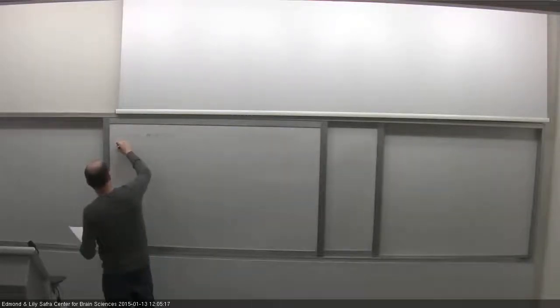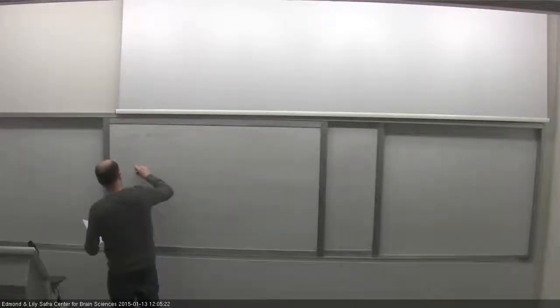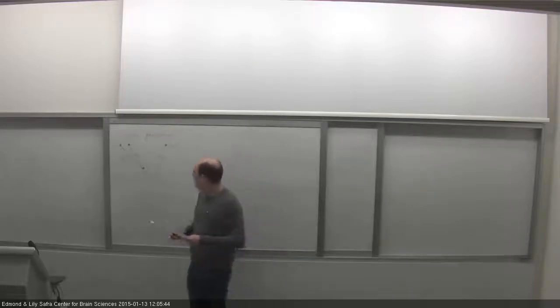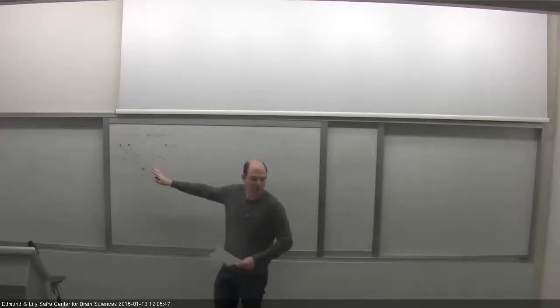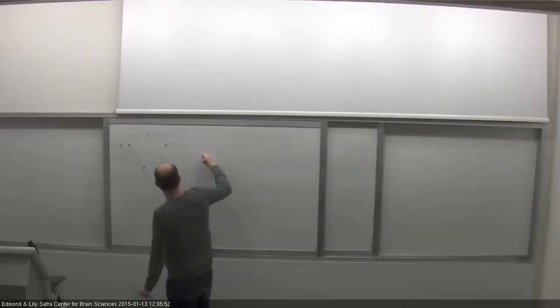We have some inputs, x1 to xn, and one output unit, y. We're trying to learn some weights, w1 to wn. And what this network is capable of doing is a simple linear computation. Y is equal to the sum of wi xi.